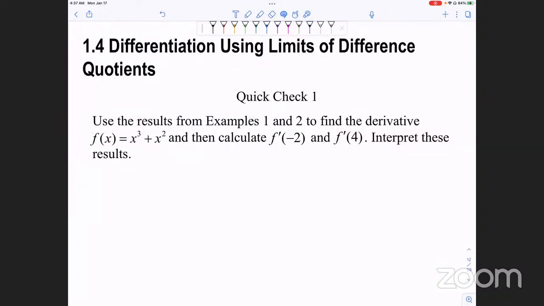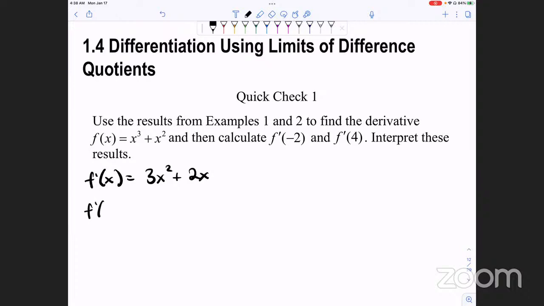So then use the results from example 1 and 2 to find the derivative of this, and then calculate f prime of -2 and f prime of 4. Now, since we already found the derivative of each of those, in this context we can just add those derivatives together, right? Instead of calculating those difference quotients again, we can just use the results. So then f prime of x should be 3x squared plus 2x, right?